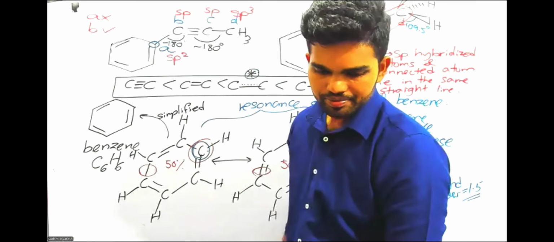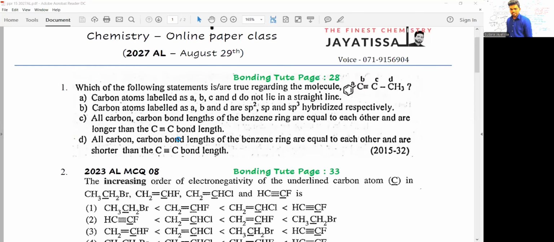Go to the statement: all carbon-carbon bond lengths in benzene are equal. I said that part is true, but look at the last part, and are longer than the CC triple bond. That is correct. C is correct. But look at D: all carbon-carbon bond lengths of benzene are equal and are shorter. So that last statement is wrong. Understand? So your B and C statements are correct. The answer is answer 2. If B and C are correct, we select answer 2.